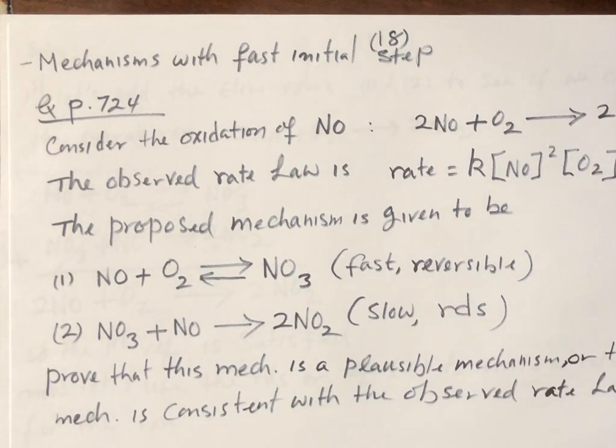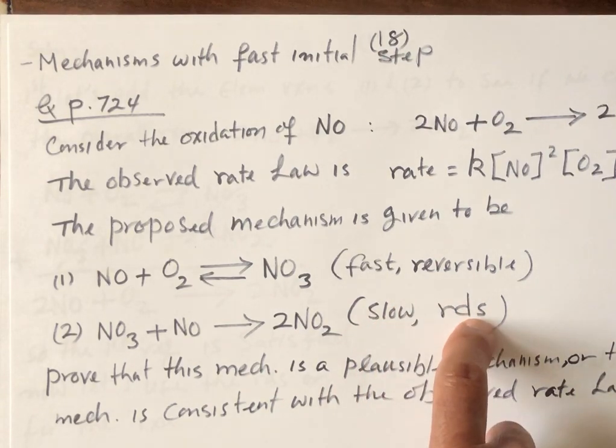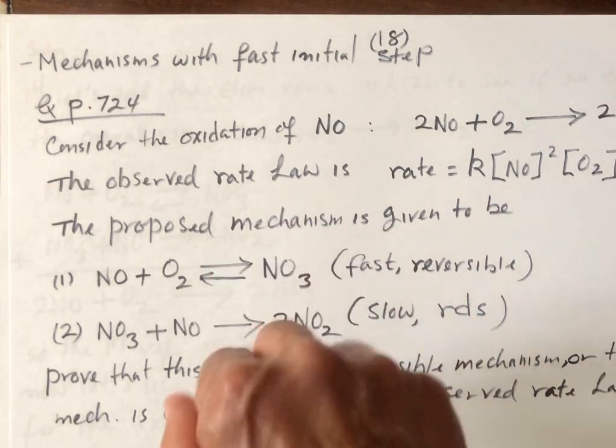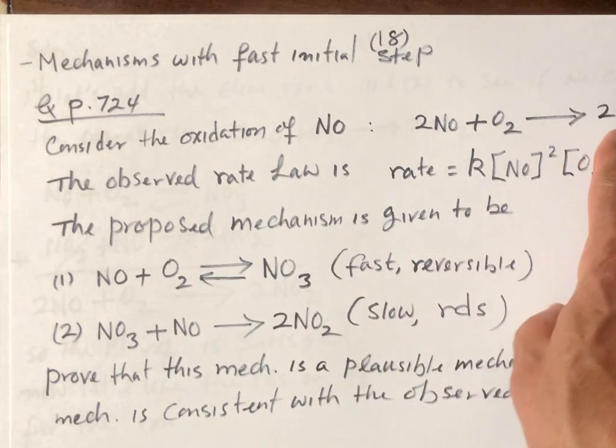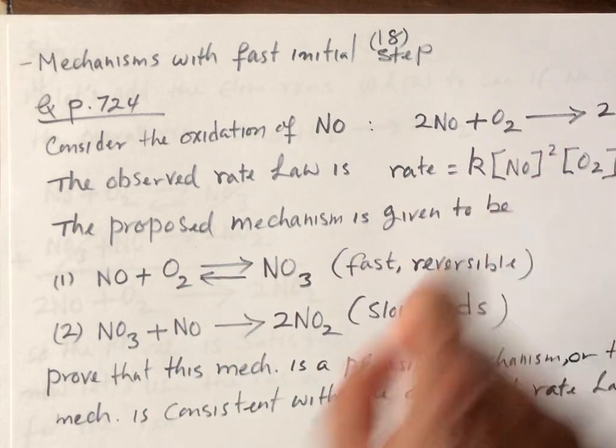So remember we said that there are two key points about reaction mechanism: we have to identify the slow step as the rate determining step, which we have done here. We know this is slow and it's going to determine the rate of the reaction. And also if you add the two elementary reactions, you must get back the overall reaction. If you add these two, you get that one back.